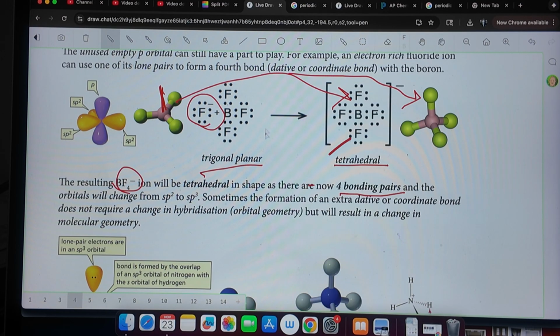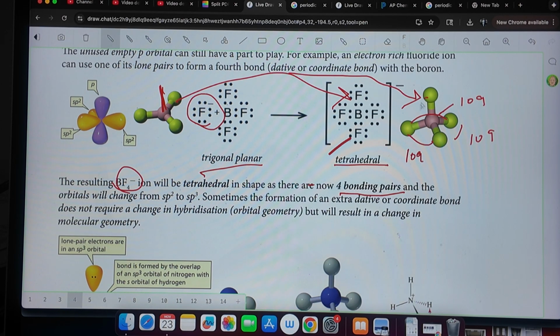And remember, they're all going to be equal. And I believe this one is 109 for each of these. On this side, between this one and this one, that's also 109. This one and this one is 109. Everything is 109 degrees.